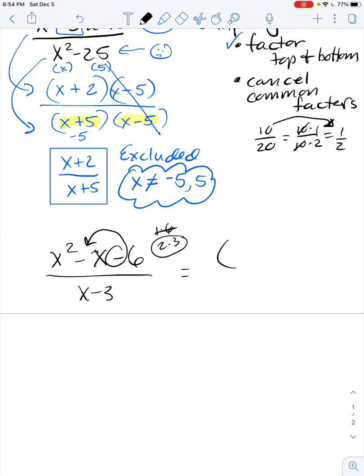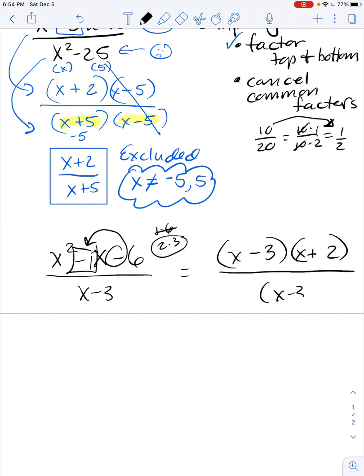So the top is going to factor into an x. Now I need it to be a negative 1 here, so I'm going to need a negative 3 and a plus 2. And on the bottom, I actually can't factor that. When the x is to the power of 1, you cannot factor it. So I'm going to factor and then cancel. And so in this case, my final simplified answer is just x plus 2 because everything else canceled out.